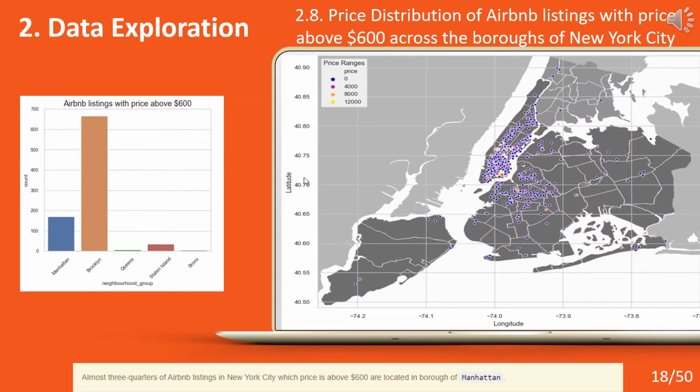In this plot, we see the price distribution of Airbnb listings with price above $600 across the boroughs of New York City. From the above, we can see that almost 3/4 of Airbnb listings in New York City whose price is above $600 are located in the borough of Manhattan.